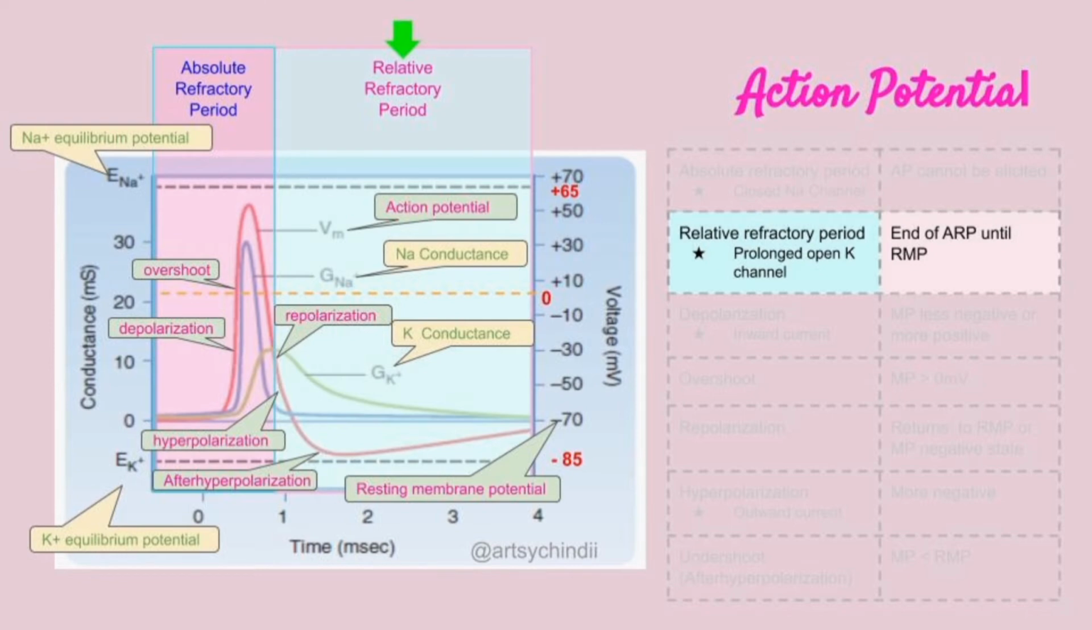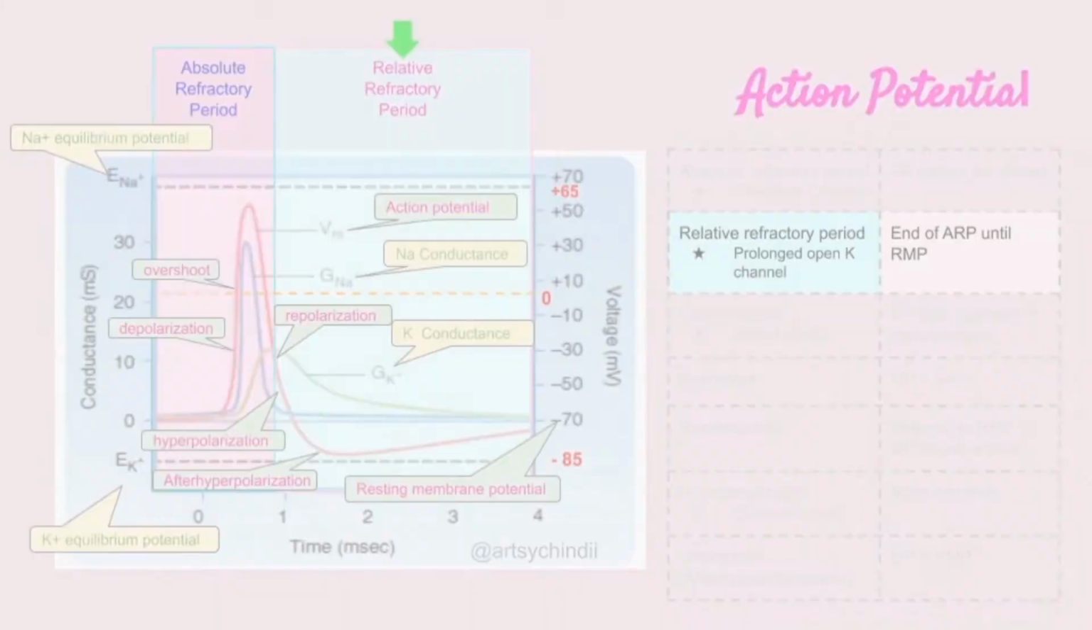It begins at the end of the absolute refractory period and continues until the membrane potential returns to the resting level. An action potential can be elicited during this period only if a larger than the usual inward current is provided. The potassium conductance is higher than at rest and the membrane potential is closer to the potassium equilibrium potential, and therefore farther from the threshold. More inward current is required to bring the membrane to the threshold.